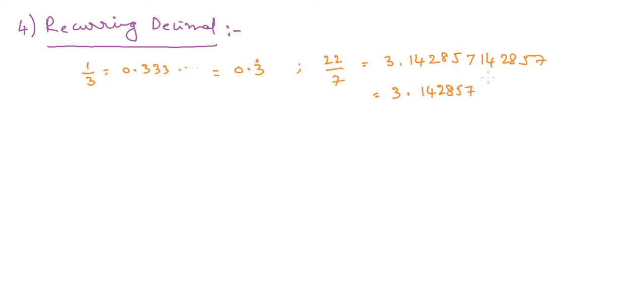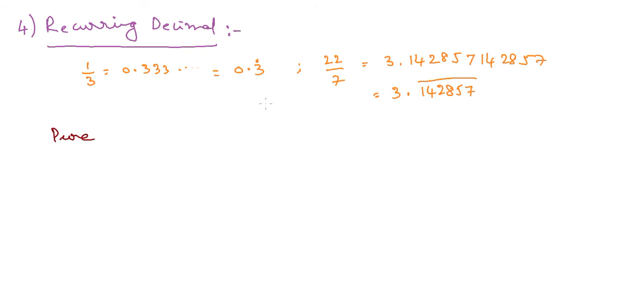142857. As so many digits are repeating, we need to put a bar on top of them. So these are called recurring decimals. But now we have two types in it. One is pure recurring decimal, and the second one is mixed recurring decimal.